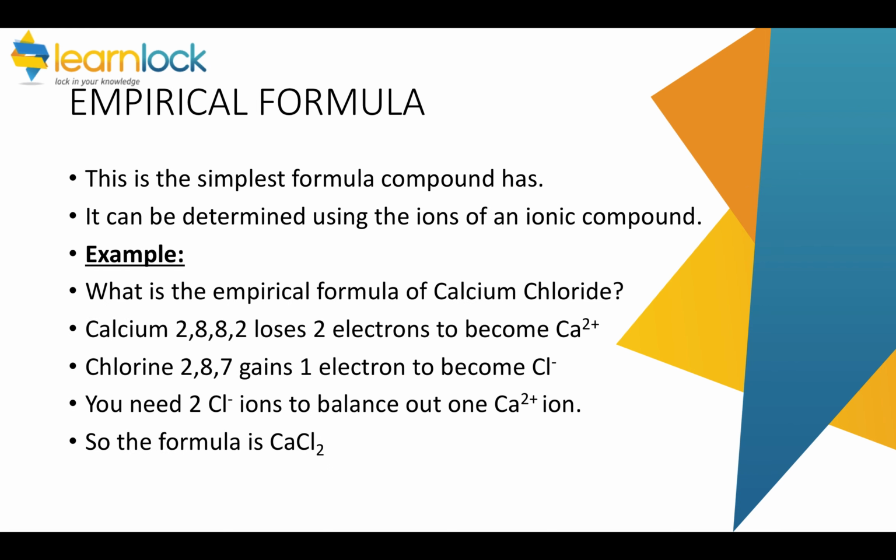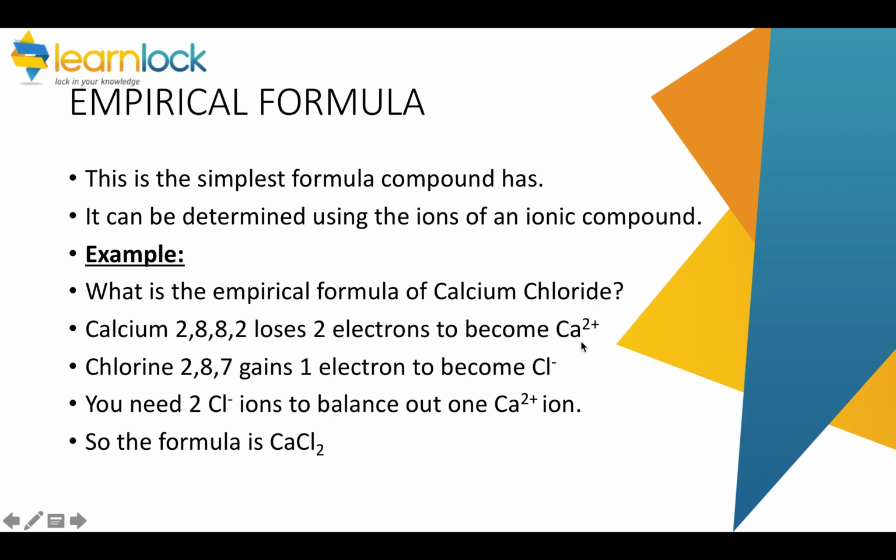The empirical formula is the simplest formula a compound has, and you can determine that using the ions from the ionic compound. So what's the empirical formula of calcium chloride? Well, we know calcium's atomic number is 20, so it's 2,8,8,2. So it loses 2 electrons and it becomes Ca2+. Chlorine gains 1 electron to become Cl-. So these are the ions that they form.